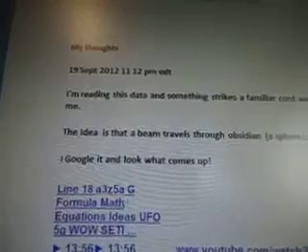My thoughts. September 19th. I'm reading this data and something strikes a familiar chord with me. The idea is that a beam travels through Obsidian, a sphere. I Google it and look what comes up. Formula math equations for line 18, A3Z, 5AG. That's a video that came up from my YouTube.